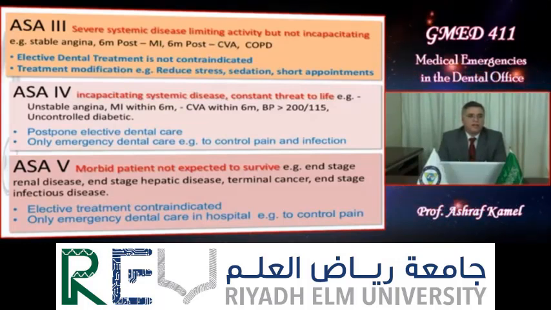The final class, ASA 5, is a morbid patient not expected to survive for long. Examples like end-stage renal disease, end-stage hepatic disease, terminal cancer, and end-stage infectious disease. Elective treatment is contraindicated. Only emergency dental care, and this should be done in hospital, like pain control.